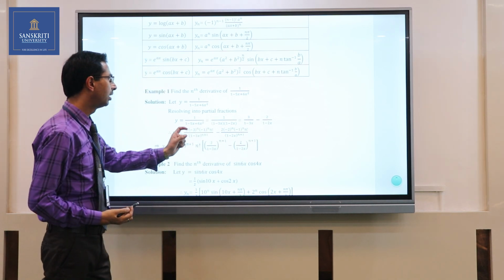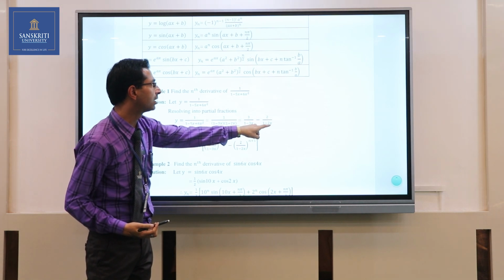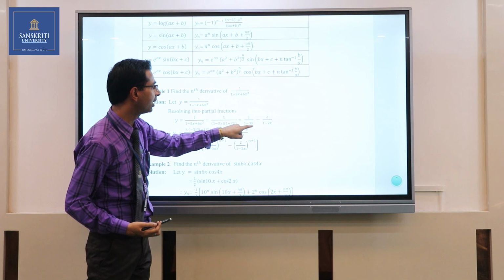So this is the form of 1 upon a plus bx. So what is the formula of 1 upon ax plus b?